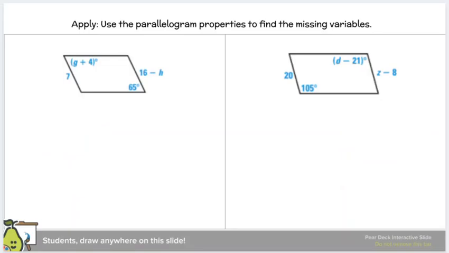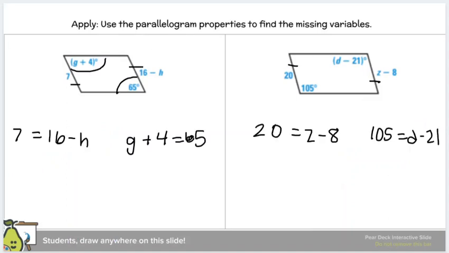Again, if you'd like to pause and try these on your own first and then press play when you're ready, go ahead. So in each of these, again, we're using those properties that opposite angles are congruent and opposite sides are congruent. So 7 must equal 16 minus h. So to get the h by itself, we can subtract 16, which leaves us with negative 9 equals negative h. We would divide by negative 1 on each side, so we're left with 9 equals h.